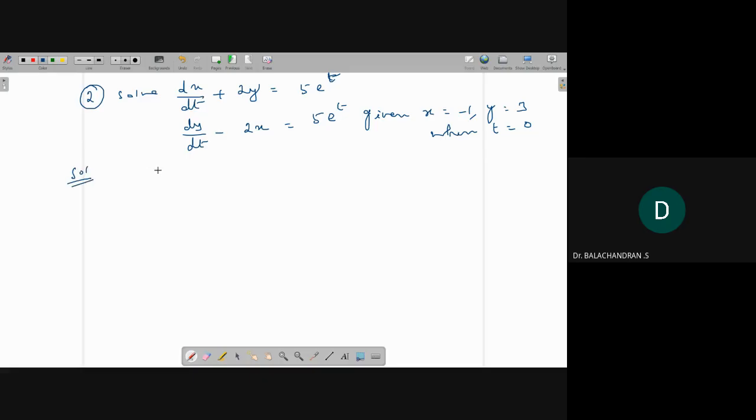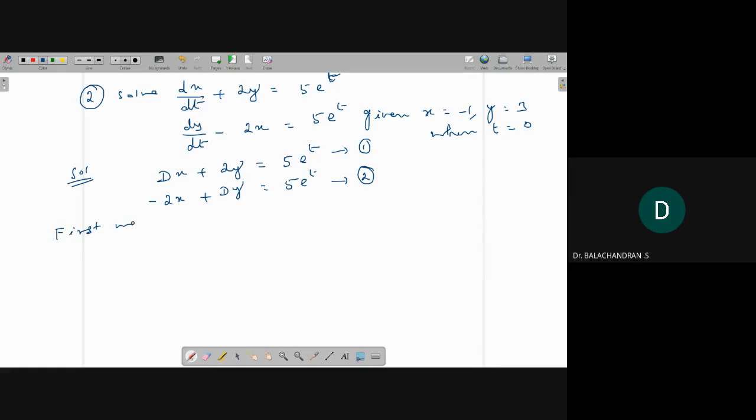Solution. First you should rewrite this: the first equation is Dx plus 2y equal to 5 e power t, and minus 2x plus Dy equal to 5 e power t. This is equation 1. This is equation 2. So now I am going to eliminate y. You can eliminate x also.